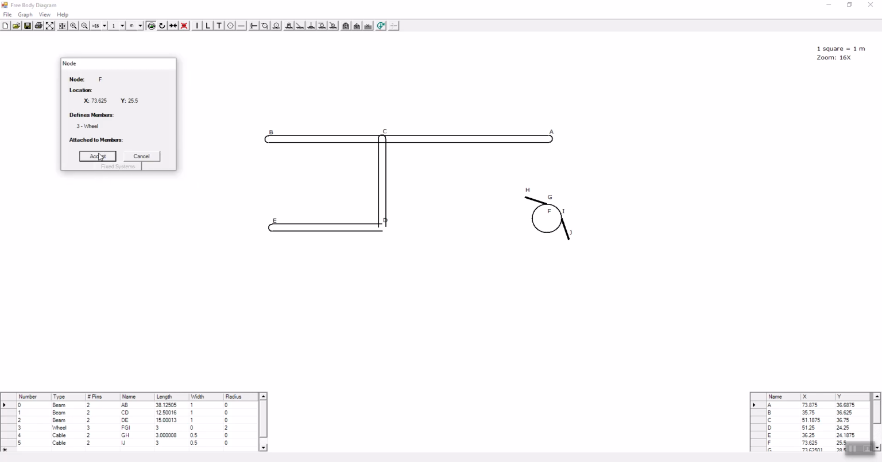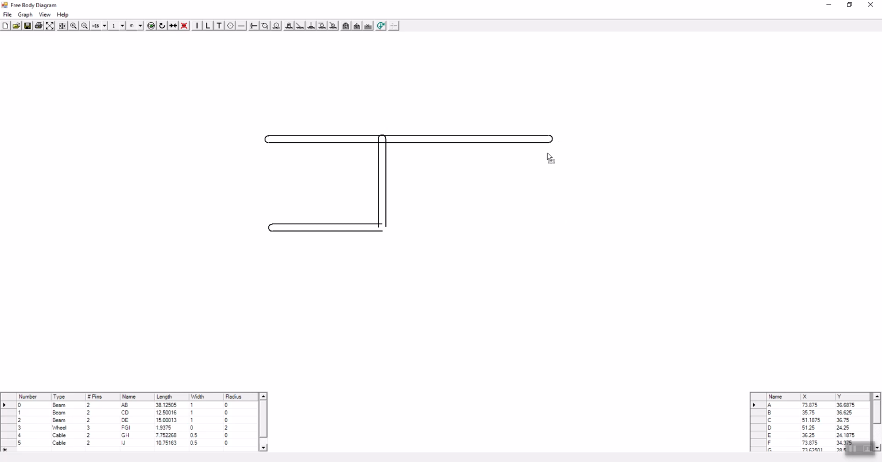We take the pulley, take it in there, grab this cable, make it horizontal, grab this cable, make it vertical, and we take a pin joint button and pin the pulley on the horizontal member.